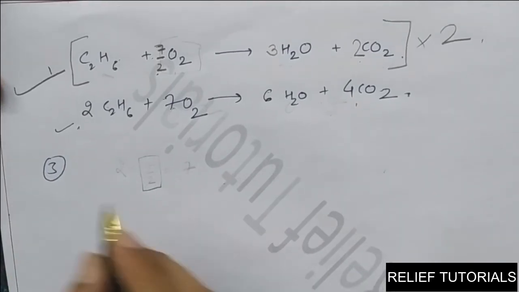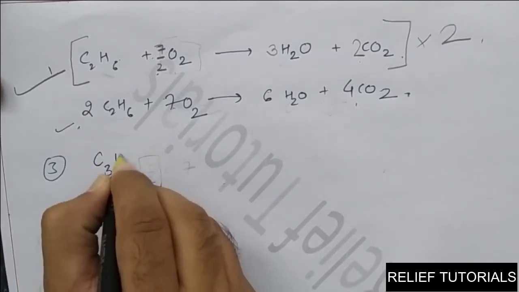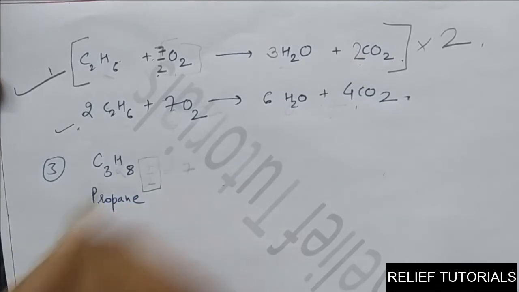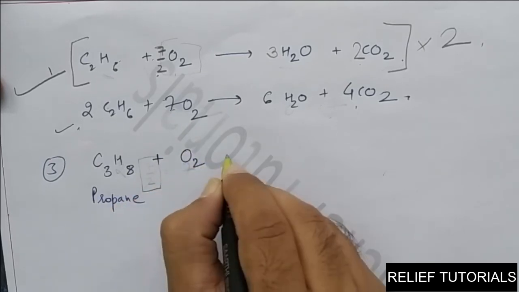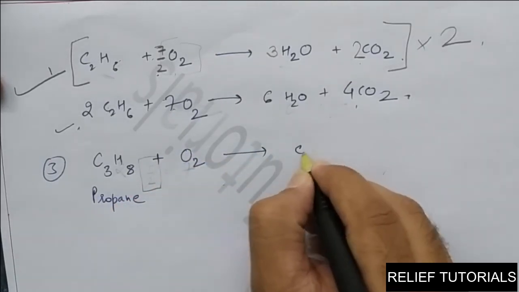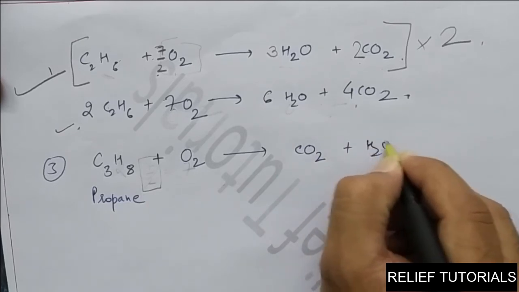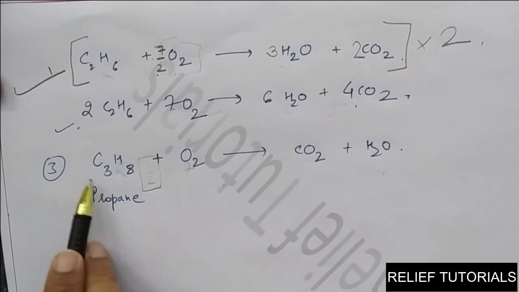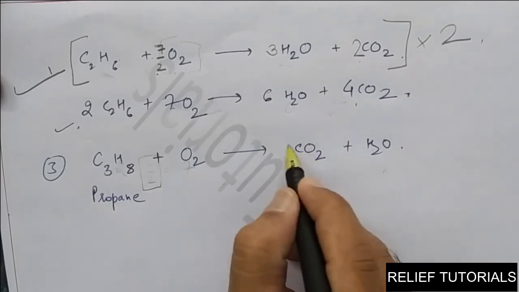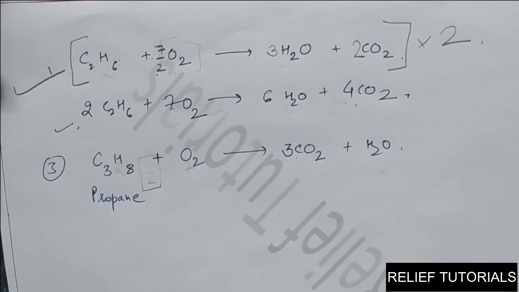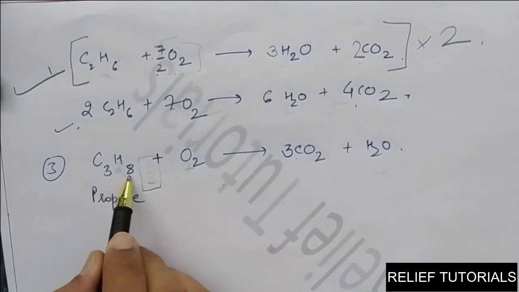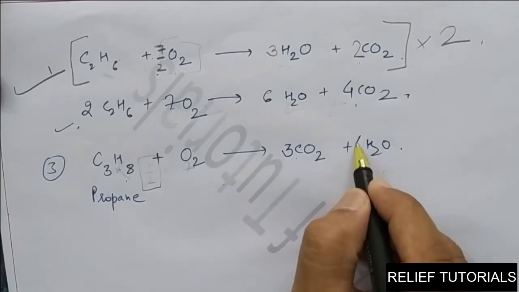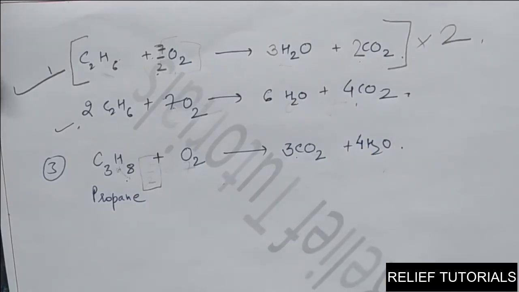And one more hydrocarbon fuel, it is C3H8, propane gas. It reacts with oxygen, so it forms again the same products, CO2 plus H2O. How many C here? 3. Here is only 1, so we can multiply it by 3. So carbon is balanced. Hydrogen 8. Here is only 2, so multiplied by 4, it forms 8.